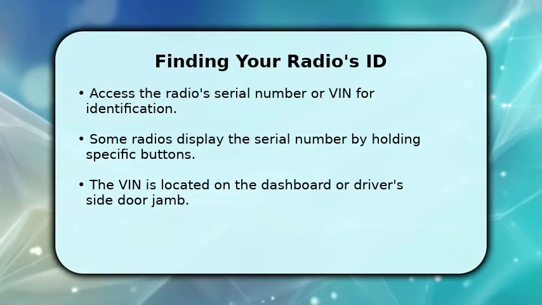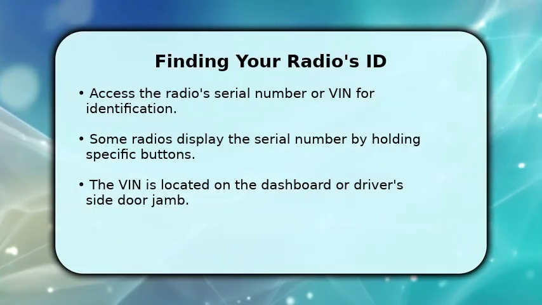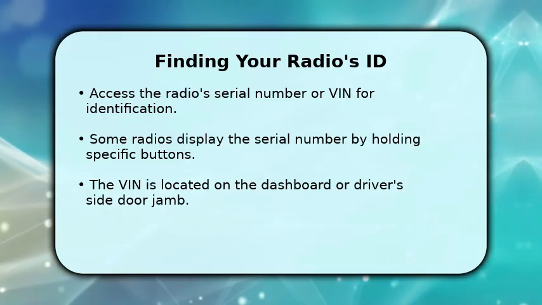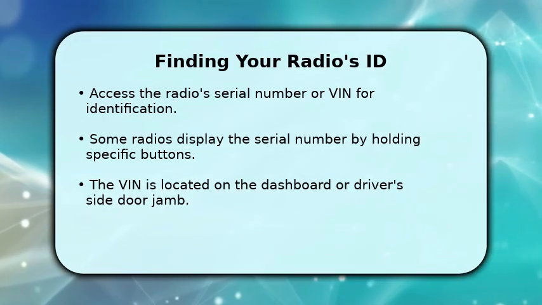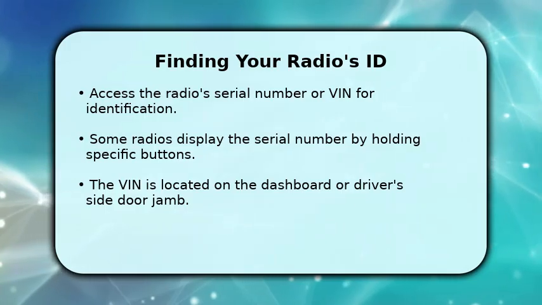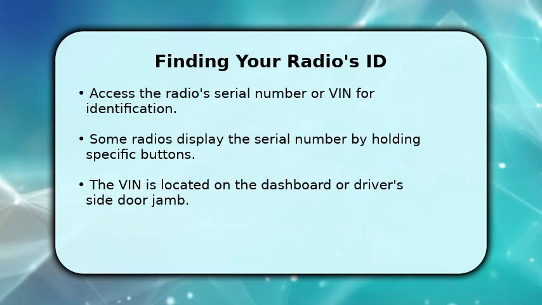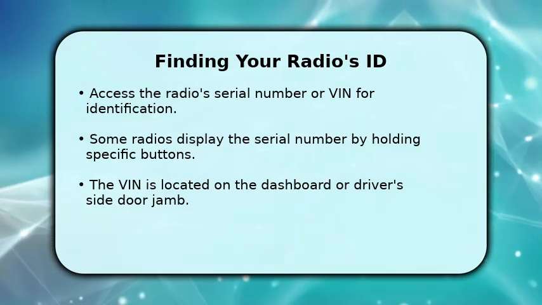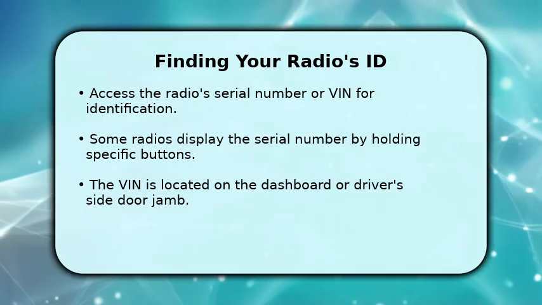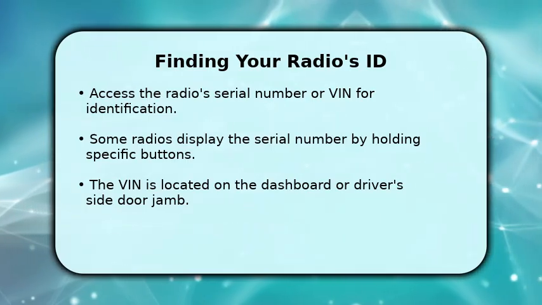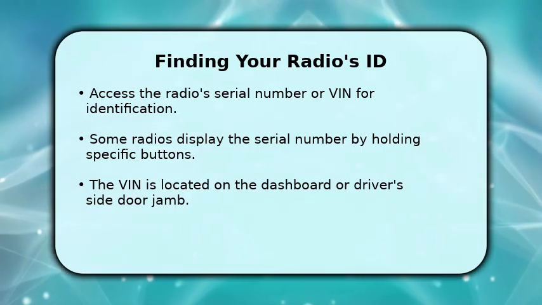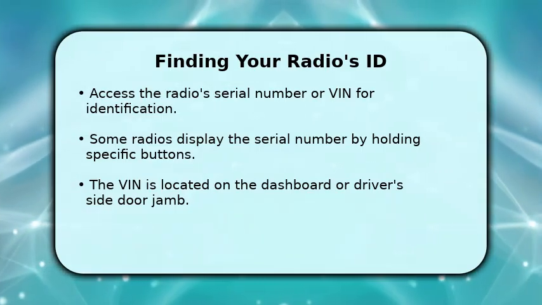To begin, you'll need to find your radio's unique identification. For some GMC Terrain models, holding down the Preset 1 and Preset 4 buttons simultaneously for about 10 seconds will display the serial number. If that doesn't work, the vehicle's VIN or Vehicle Identification Number can also be used. You can find the VIN on the driver's side dashboard, visible through the windshield, or on the driver's door jamb sticker. This number is essential for the next step.